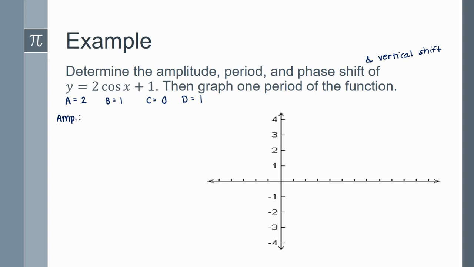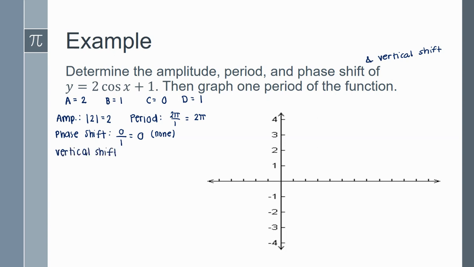So remember, it's the absolute value of A. So the absolute value of 2 is still 2. For the period, we are going to take 2 pi and divide it by B. Well, B is 1, so 2 pi divided by 1 is 2 pi. For the phase shift, remember, it is going to be C divided by B. Well, C is 0, B is 1, so it's 0. So that means there is no phase shift. And then my vertical shift is whatever my value for D is. And so in this case, that would be a positive 1.